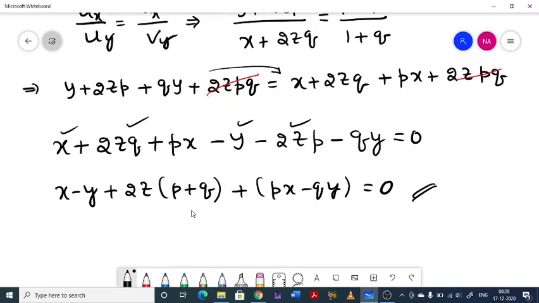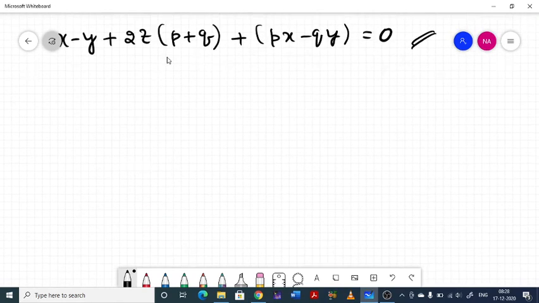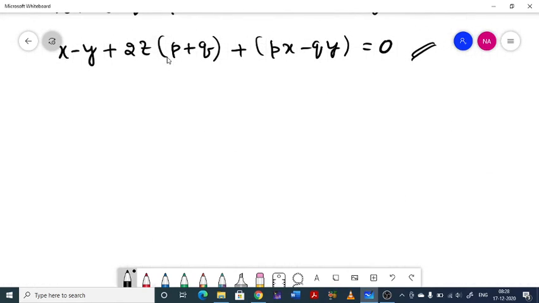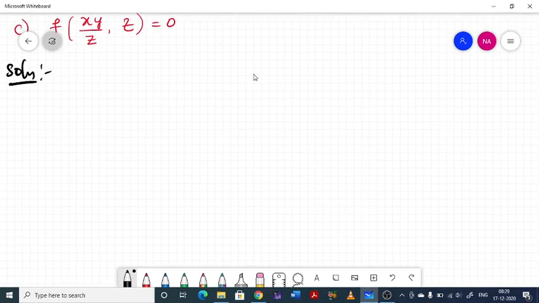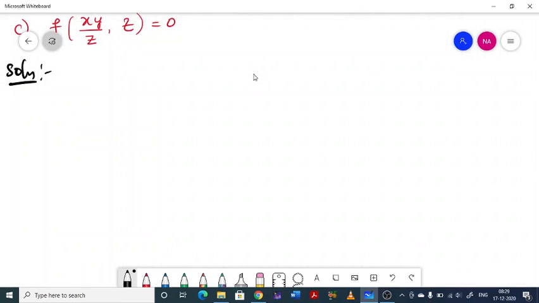Next let us take one more. Problem C: F of xy divided by z comma z equal to 0. Solution. So here instead of phi they have given F, so the only thing is the notation is different.